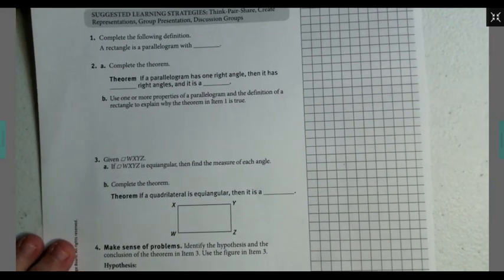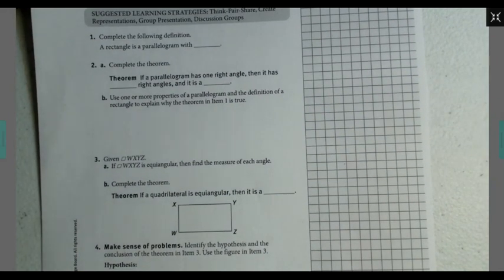Question number 1 states, complete the following definition. A rectangle is a parallelogram with blank. 2. Complete the theorem. If a parallelogram has one right angle, then it has blank right angles, and it is a blank. B. Use one or more properties of a parallelogram in the definition of a rectangle to explain why the theorem in item 1 is true.